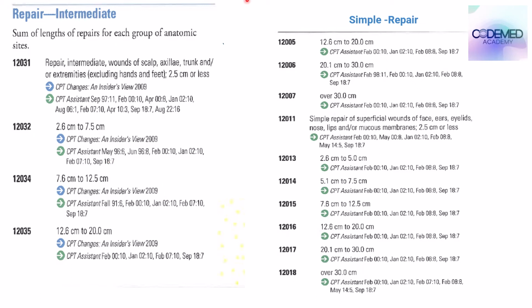Now these are the codes. If you see, this is the code for the simple repair, these are the codes for the intermediate repair, and if you see, this is by the body group.